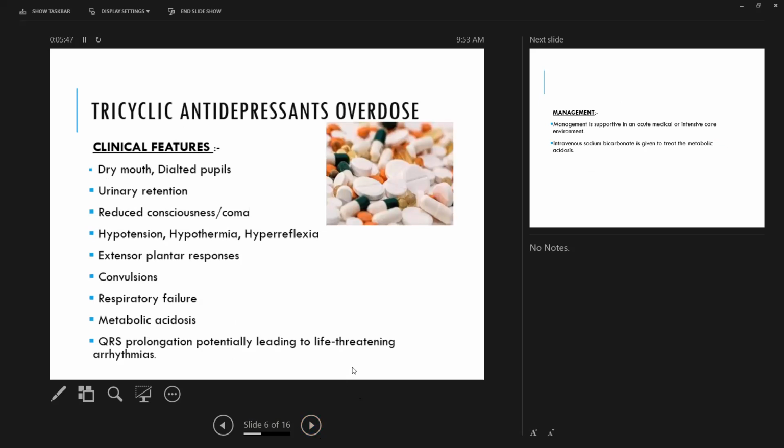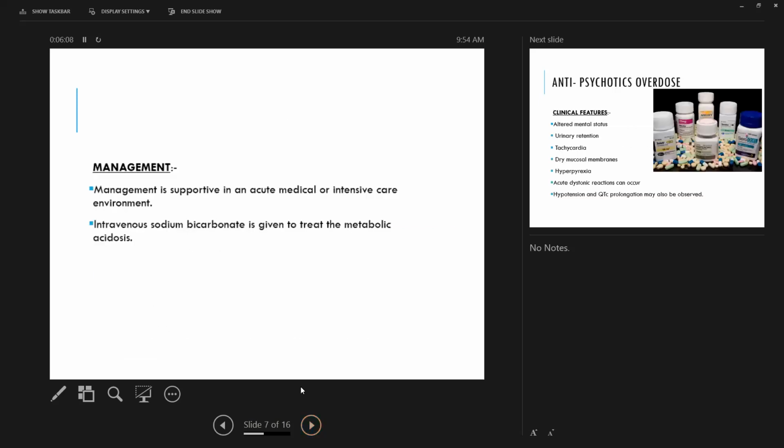Tricyclic antidepressant overdose. Features are dry mouth, dilated pupils, urinary retention, reduced consciousness, coma, hypotension, hypothermia, hyperreflexia, extensor plantar responses, convulsions, respiratory failure, metabolic acidosis, QRS prolongation, potentially leading to life-threatening arrhythmias. Management is supportive in an acute medical or intensive care environment. Intravenous sodium bicarbonate is given to treat the metabolic acidosis.